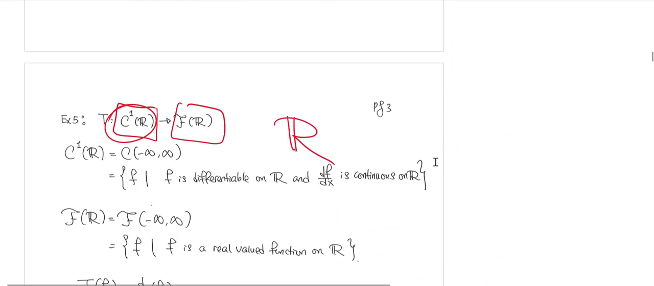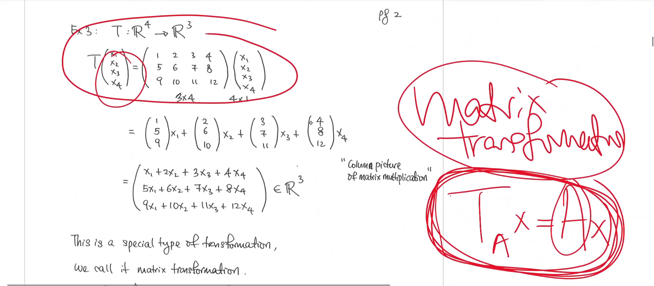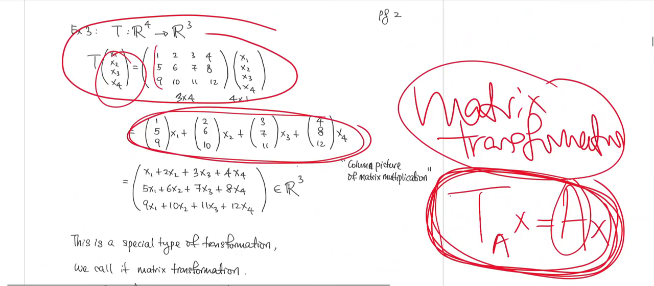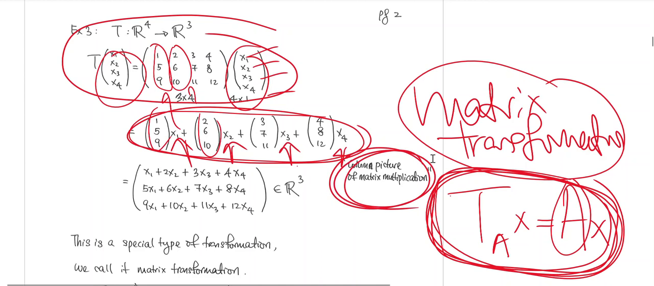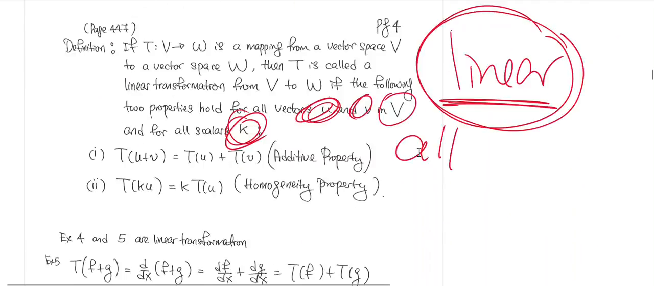It is right here when we talked about matrix transformation. See that? So this is the same as you putting the columns 1, 5, 9, 2, 6, 10, and so on and so forth in here. And then here the x1, x2, x3, x4 are these numbers. So this is what we call the column pictures of matrix multiplication. All right, so that's the end of the proof.